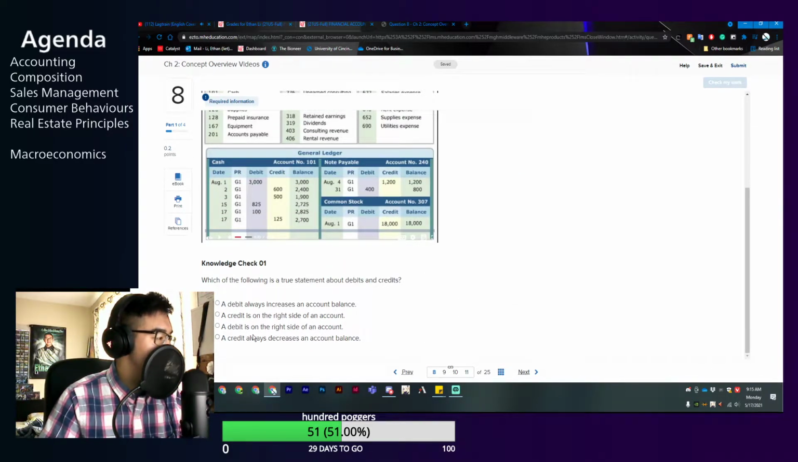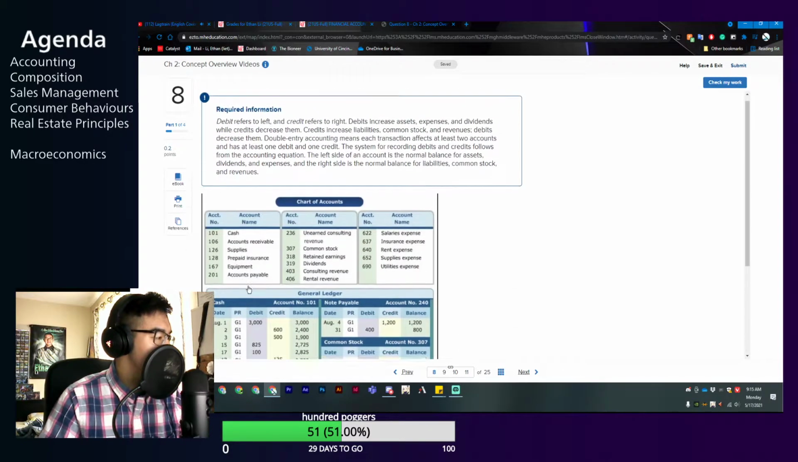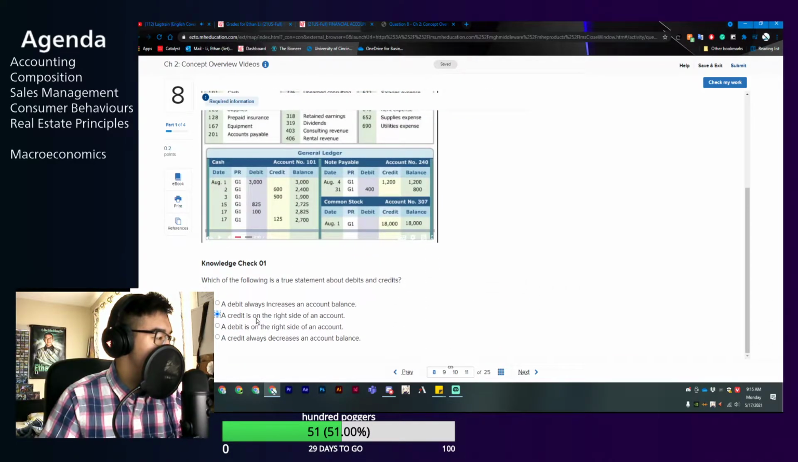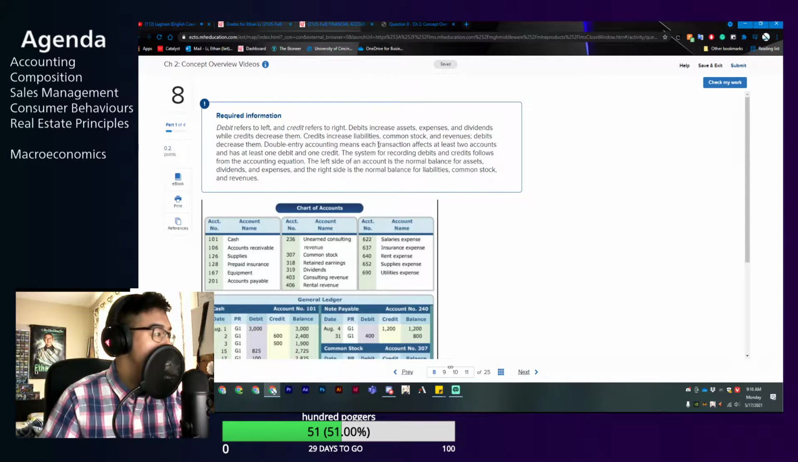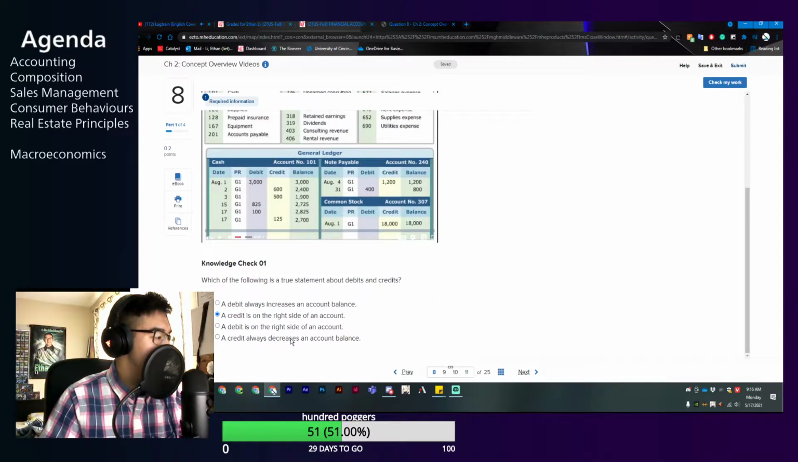What's true? A credit's always on the right side? I mean, that's true. Let's see. Credit increases liabilities, so that doesn't necessarily mean it increases... Yeah, so these two aren't necessarily always true. I think. I could be wrong.